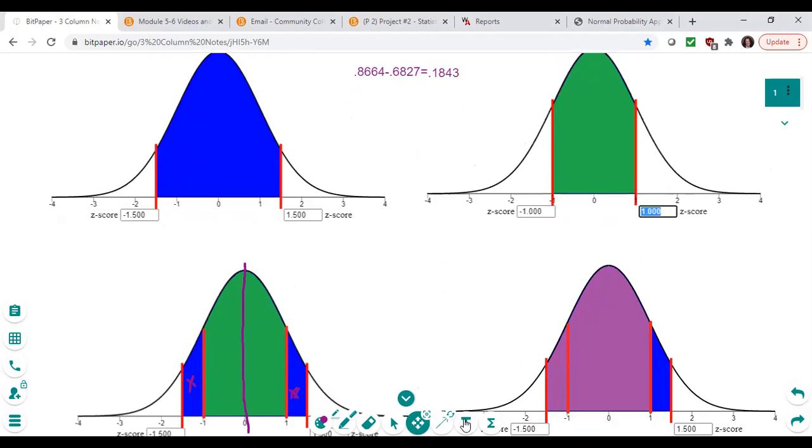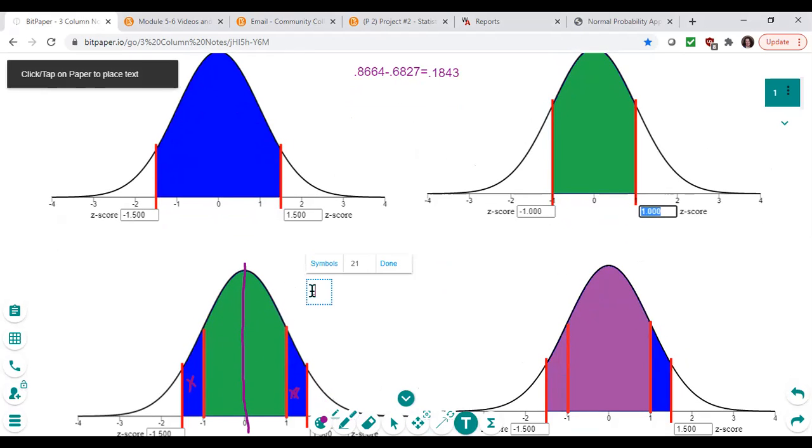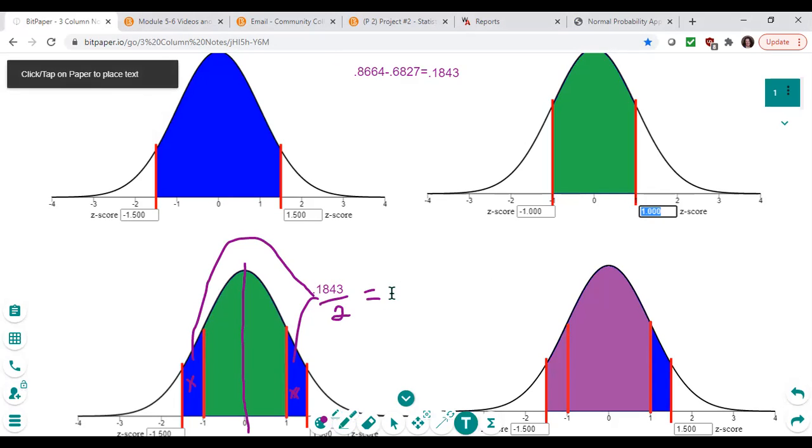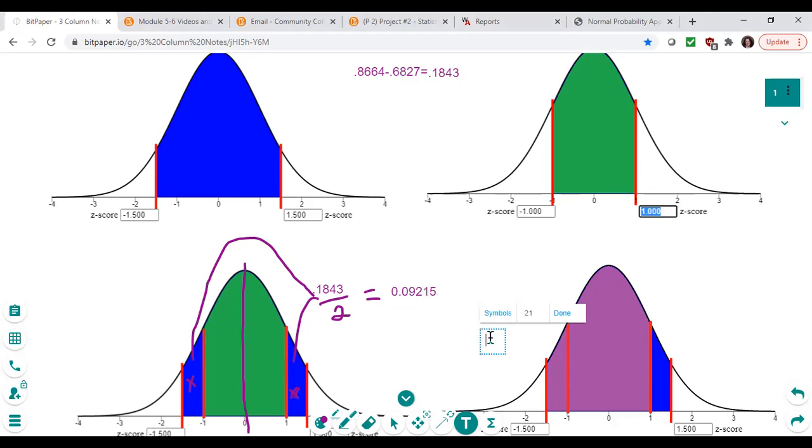And so I'm going to write that right here. 0.1837 is that area and that area combined. Now because of the perfect symmetry, I'm going to divide it by 2. And that will tell us how much is in each piece. So we'll take the 0.1837 and divide it by 2. And that gives us how much is in each piece individually. In each piece individually, we have 0.09185.